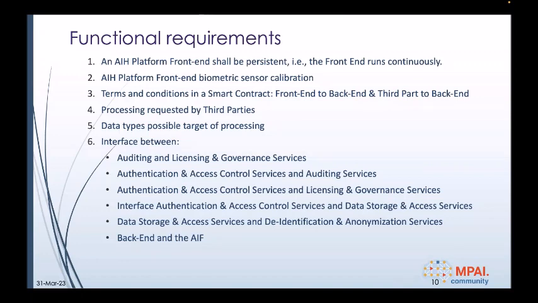First of all, the number 4 here is that there's the ability for third parties, as I mentioned, hospitals and so on, to request certain kinds of AI processing on the data. Actually, I'll mention a bit later also the kinds of data types that the system will support. As you can imagine, these are medical style data. And of course, you can see here we list a number of interfaces within the system, both for auditing and licensing service, for all kinds of authentications, and accessing control services and data storage, and also the interface between data storage and services, the services that do de-identification and anonymization, and between the backend itself and the AI framework.